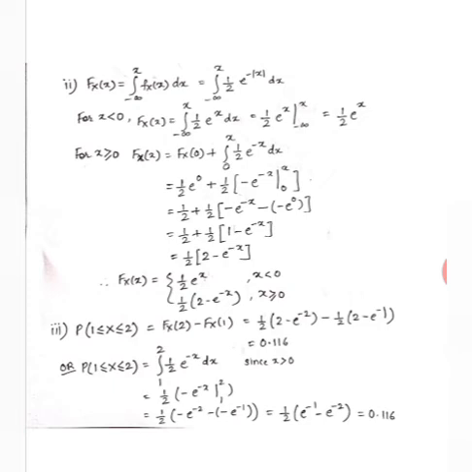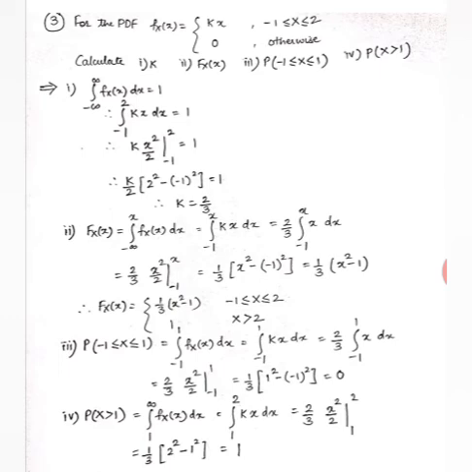So the value would be half into the integral of e raised to minus x, which is minus e raised to minus x, limits going from 1 to 2. So we would have put it as half into, the minus sign is there outside, minus e raised to minus 2 minus of minus e raised to minus 1. So we would have got half into e raised to minus 1 minus e raised to minus 2. Again the answer would remain the same, which is 0.116.